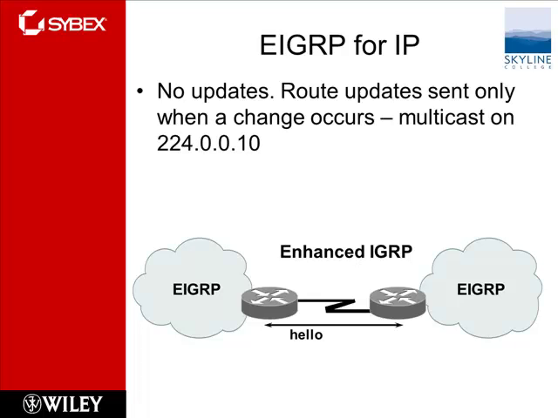No updates. RIP broadcasts every 30 seconds. RIP v2 multicasts every 30 seconds. EIGRP uses a multicast 224.0.0.10 when there is a change to the routing topology. If a route goes down, it sends the changes, and only sends the changes, not the entire update, because all the routers have the whole topology.